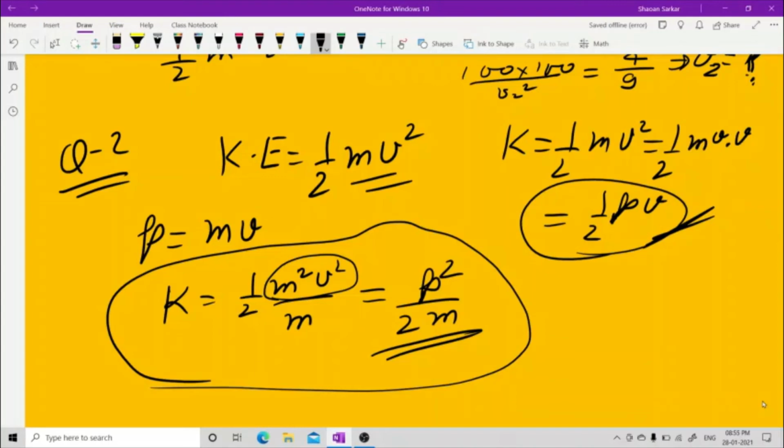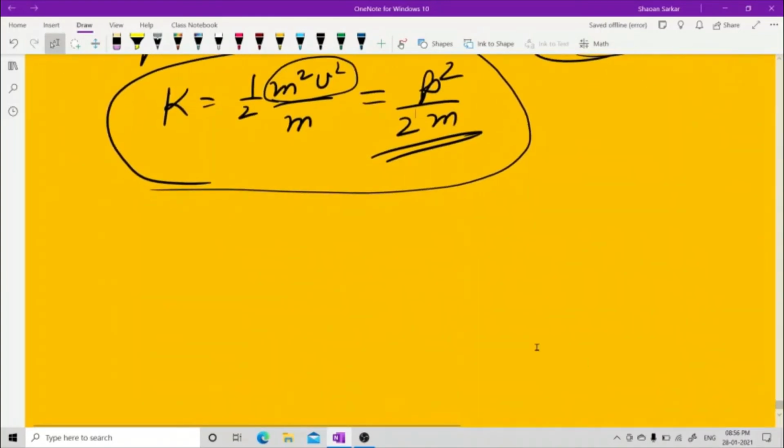Momentum, p square. Now they are saying the increase in momentum is 20%. Earlier, this was your initial kinetic energy. Now your final kinetic energy, see, momentum has now become 20% more. What is the relation now?